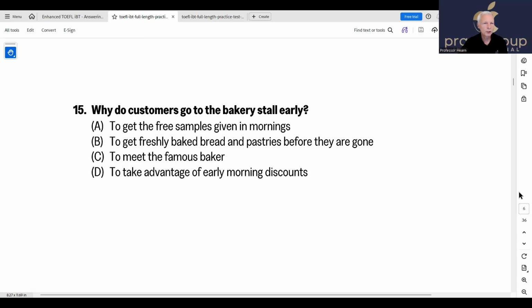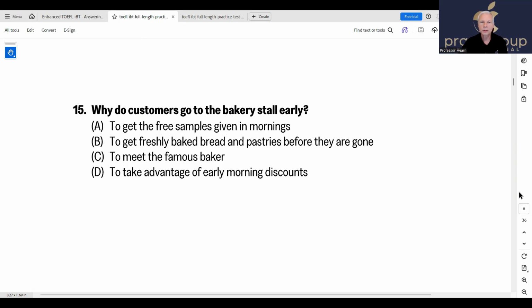Now let's move on to medium level questions, and following the procedures, you'll see that you can answer these questions quickly and accurately. This question is from Test 1, Module 2. It is a detailed question. How do we know? It reads, why do customers go to the bakery stall early?